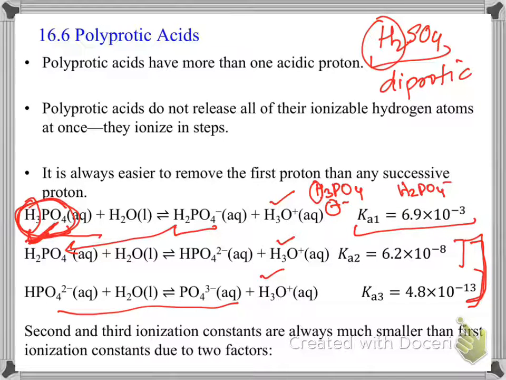Now, in the second step and the third step, you have to remove the proton from a negatively charged species. And it is hard, because it is hard to remove a proton, hydrogen with a plus charge, from a negative ion. And that's why these values are very small.